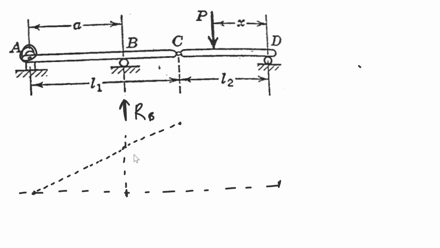C right here is a hinge. And a hinge just connects 2 elements together. So the maximum deflection will always occur at a hinge. Okay, and then it drops back down over here.